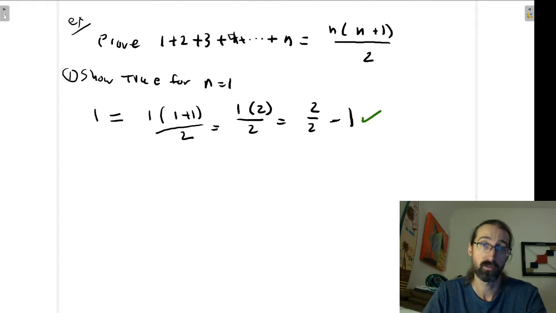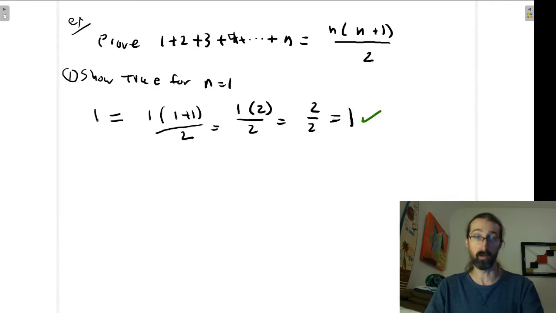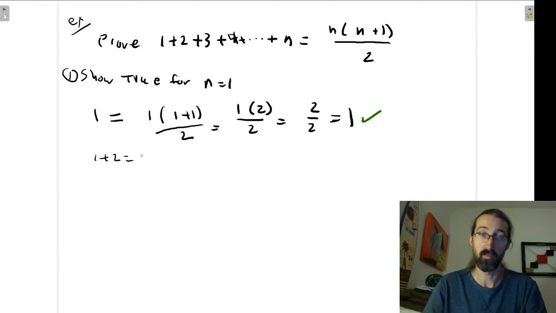I know it works for the first situation. I plugged a 1 into my formula, and I showed that it works for 1. I could show it works for some other ones. If I did 1 plus 2, that's 3, right? I want to show that's equal to, I have 2 numbers. Here was 1, 2, right? Here was 1 number. That's why this was 1 times 1 plus 1 over 2.